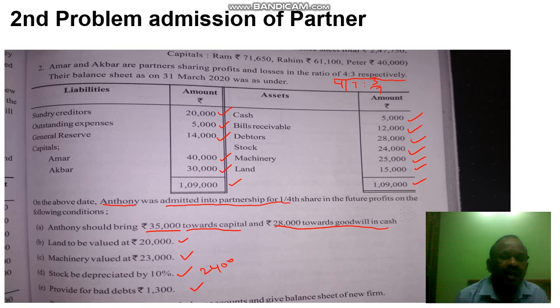Provide bad debts 1,300. Here they are asking to write all the journal entries which are required, prepare necessary ledgers, and prepare the opening balance sheet with the new partner. So it is a problem, students. In this problem they are asking us to prepare the entries when a new partner enters with cash as goodwill, and the old partners continue with the same.